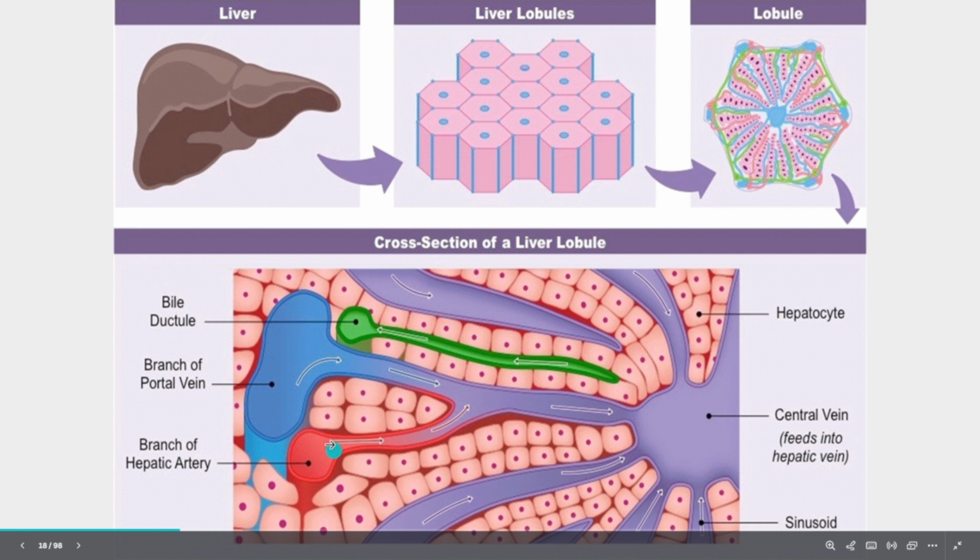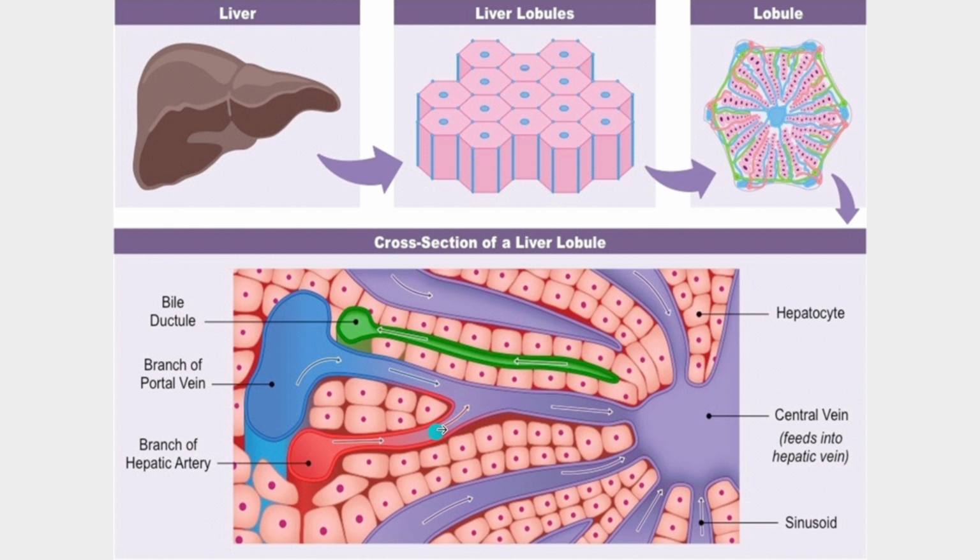So this red color one is the hepatic artery here. Another one is vein, the hepatic vein. The hepatic vein carries deoxygenated blood from the liver to the vena cava. So these two blood vessels are commonly found in all of the organs in the human body.